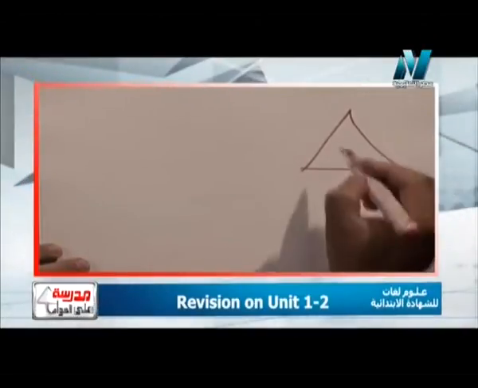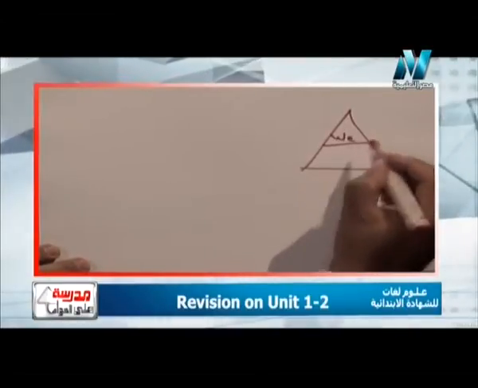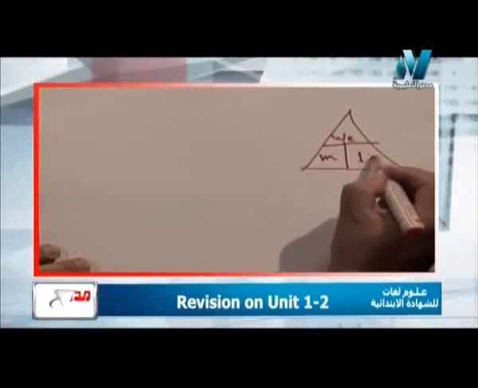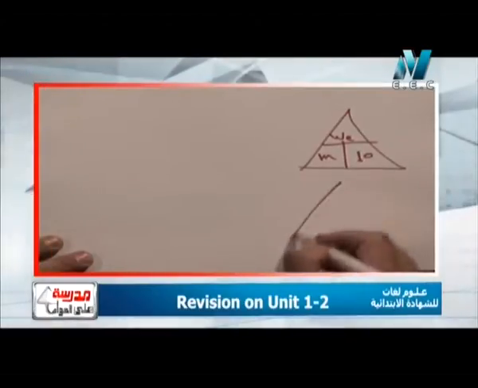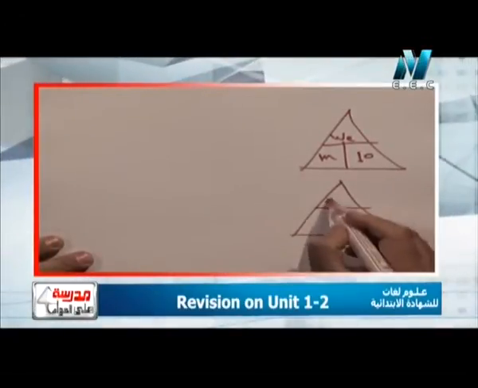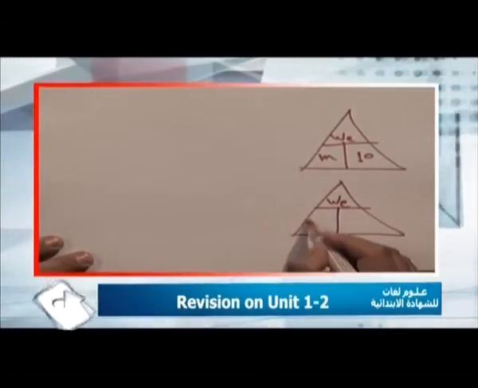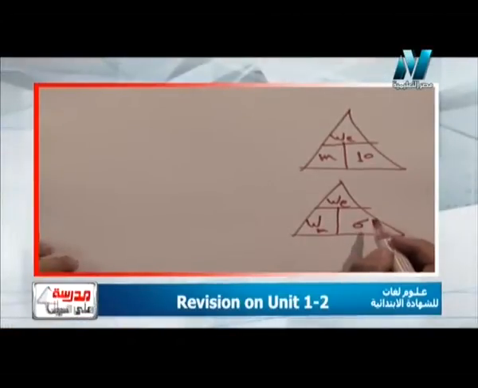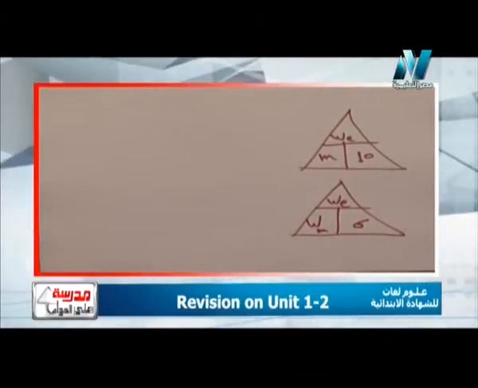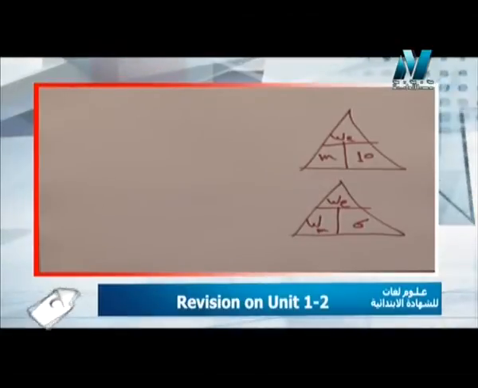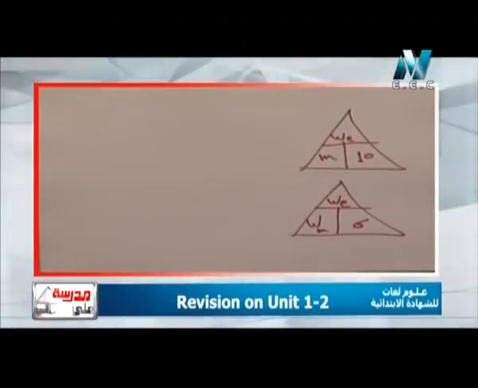We must at first, before everything in this problem, write the two rules of mass and weight. The first rule says: weight on the Earth equals mass times 10. And the second rule: weight on the Earth equals weight on the Moon times 6. Okay? So, the question says that an object whose mass on Earth equals 6 kilograms.